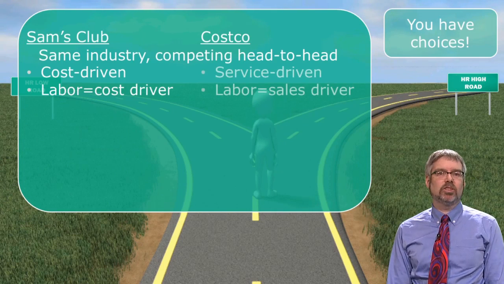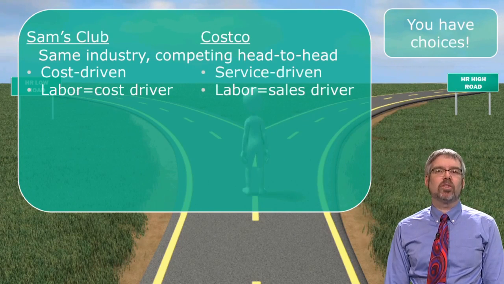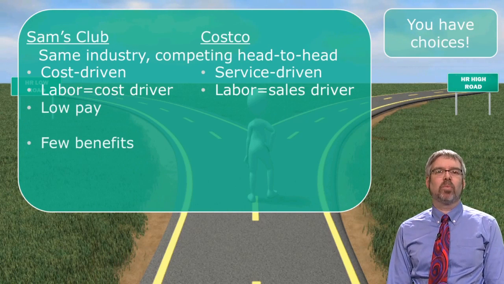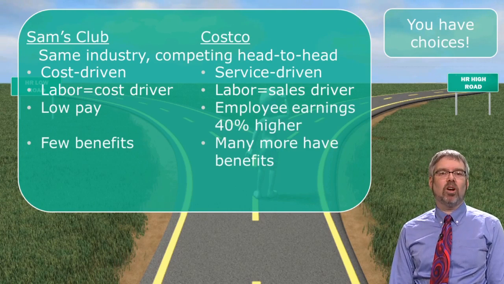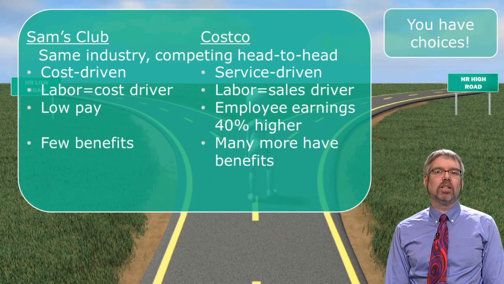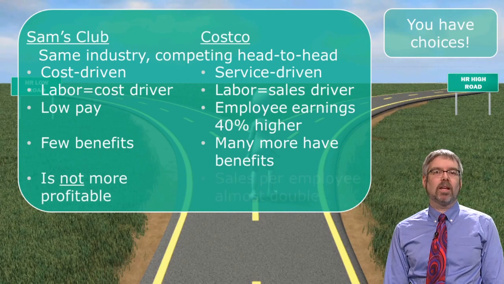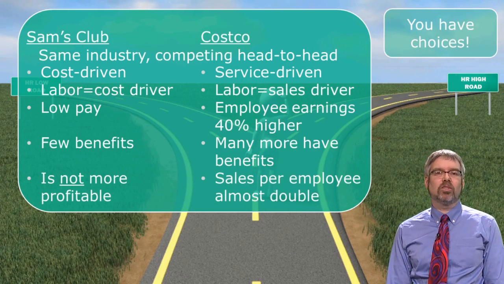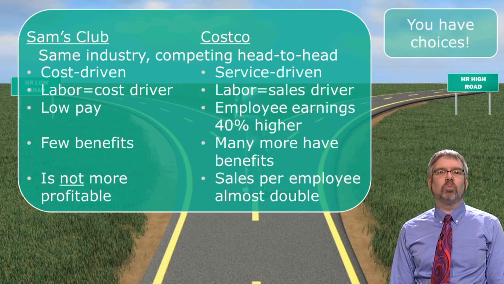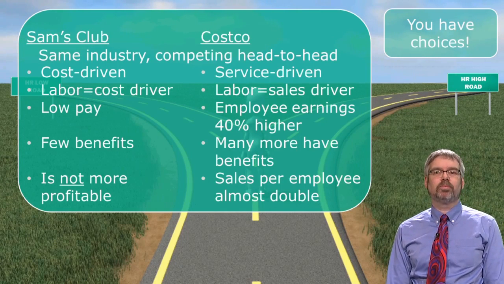Now, Sam's Club has a cost-driven approach, so labor is unsurprisingly seen as a cost driver. Whereas at Costco, which has more of a service-driven approach, labor is seen as a sales driver. So Sam's Club, concerned with labor costs, try to keep pay low, try to keep benefit costs low, as opposed to a Costco where earnings from employees are 40% higher, and they often have a lot more benefits. Now, you might think that Sam's Club, because labor costs are lower, is more profitable. That's not the case. At Costco, for example, sales per employee are almost double the level at Sam's Club.